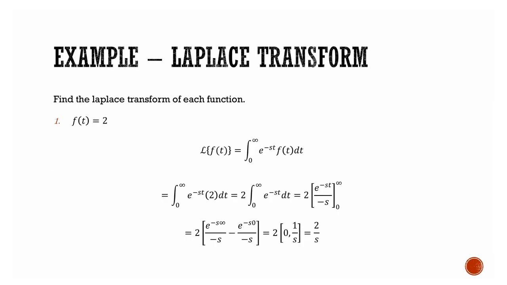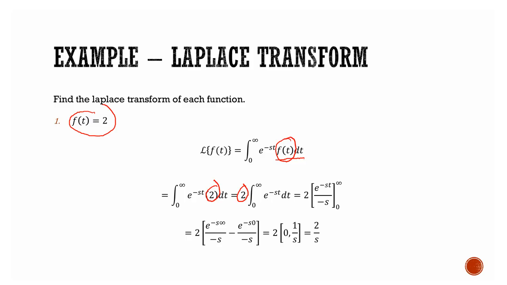Let's take a look at an example of a Laplace transform. Find the Laplace transform of this function, f(t) equals 2. Integrate the function by doing the integration from 0 to infinity of e^(-st) f(t) dt. As we know f(t) is equal to 2, we can substitute f(t) as 2. This will give a result of 2.